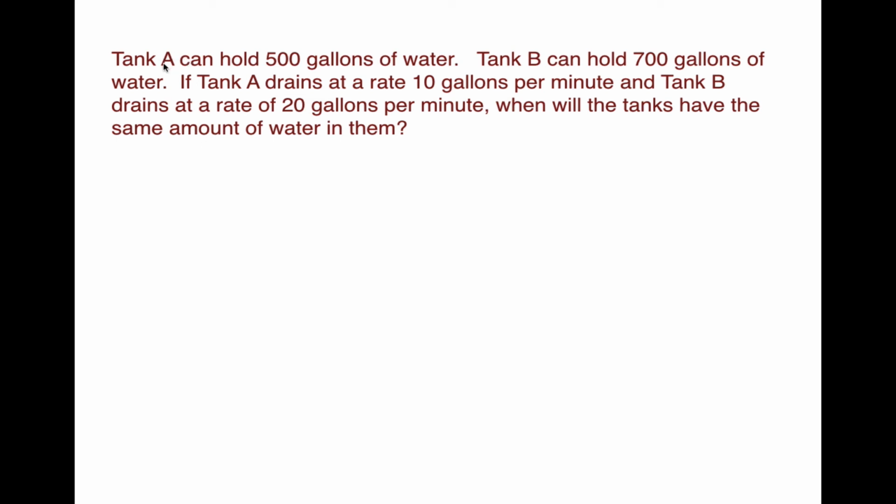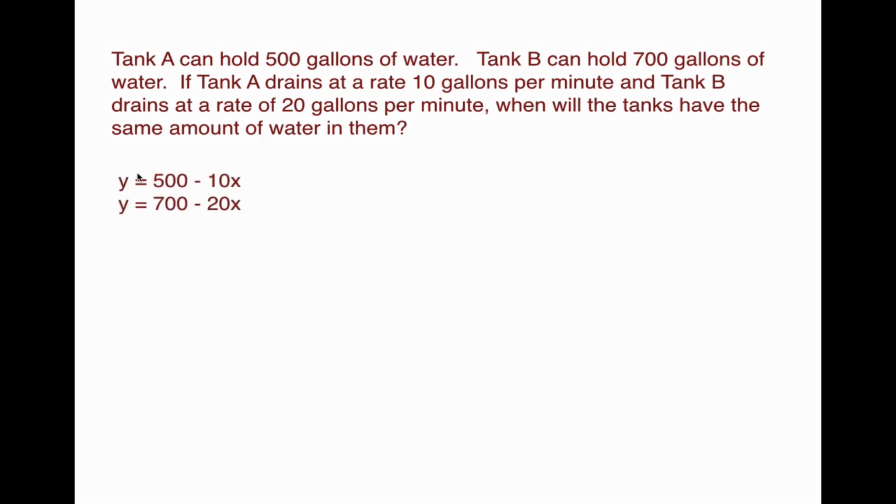Alright, so if you notice, tank A starts out with an initial value, 500 gallons of water. Tank B also starts out with an initial value, 700 gallons of water. The number of gallons in tank A decreases at a rate of 10 gallons per minute, and in tank B it decreases at a rate of 20 gallons per minute. So most of you probably caught on to the fact that because these situations involve a starting point and a rate of change, slope-intercept form would be the best way to model these situations.